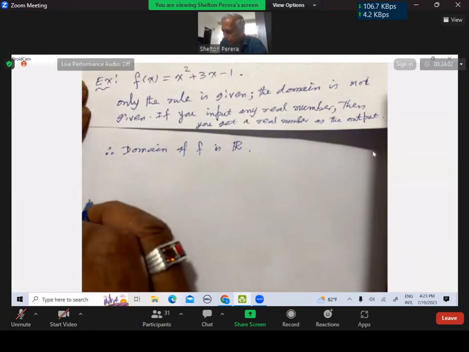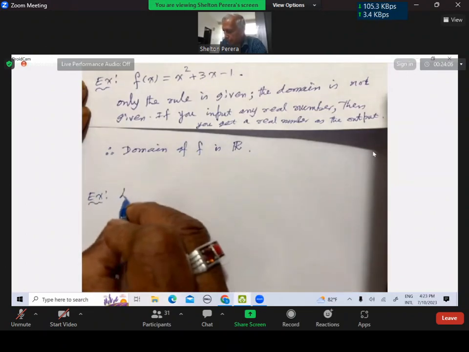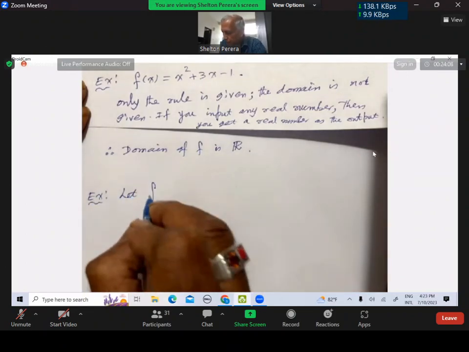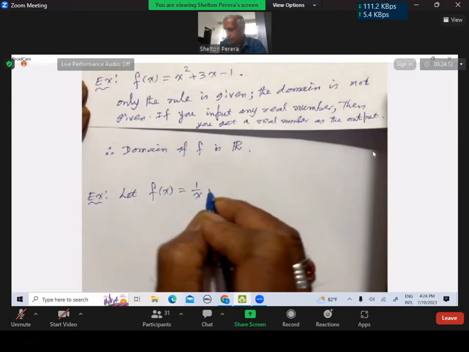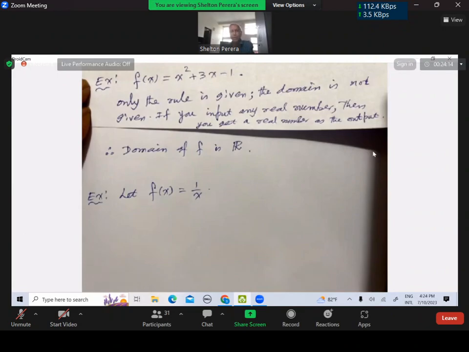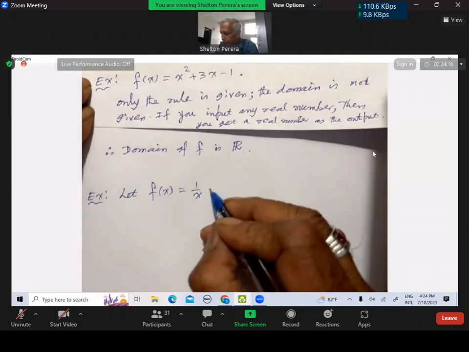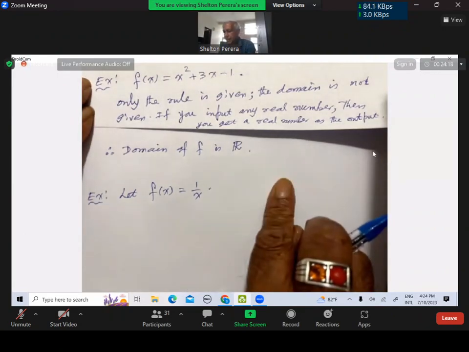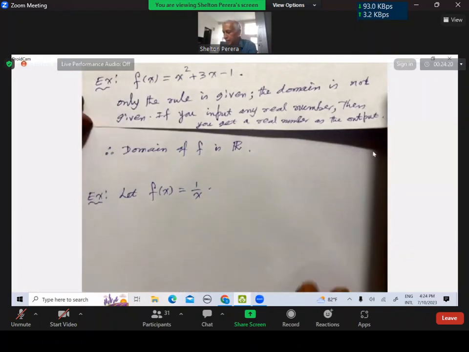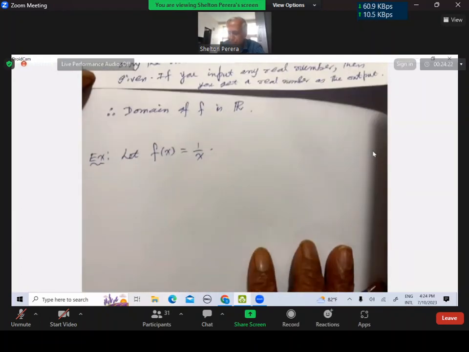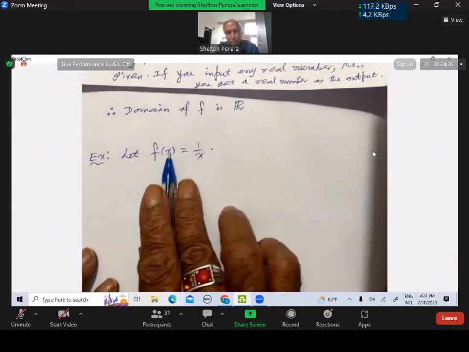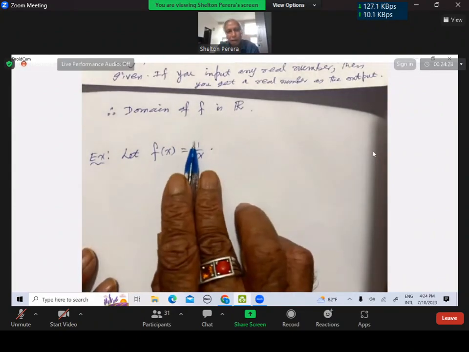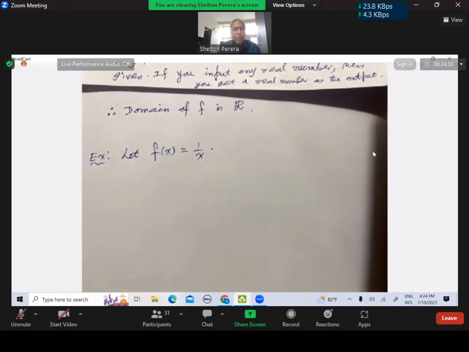Now we go to a different example. Let f of x be 1 over x. Look at this rule. Only the rule is given. So what is the domain? Nothing else is said here. What is the domain of this function? If you input any real number, the output is 1 over that real number.